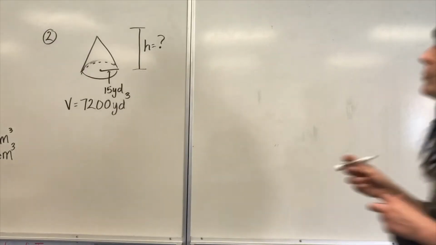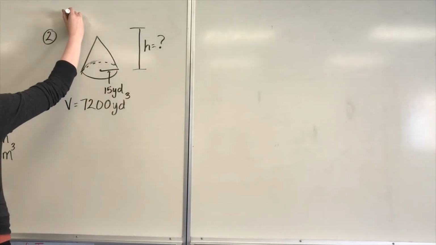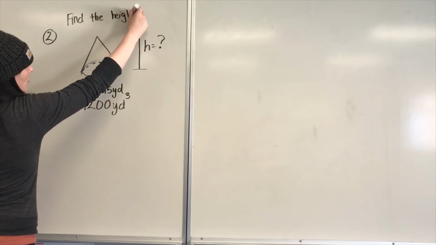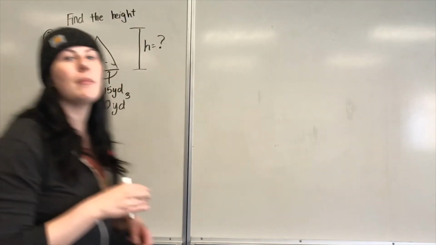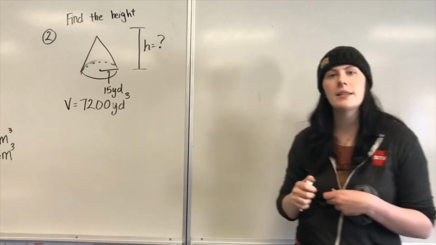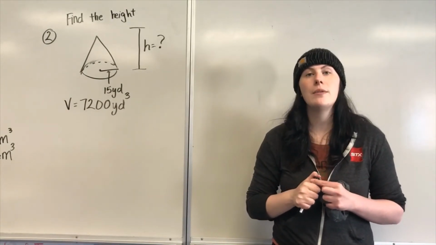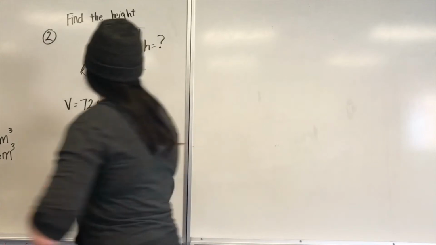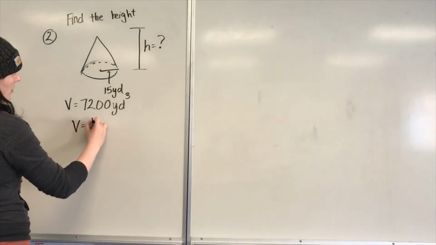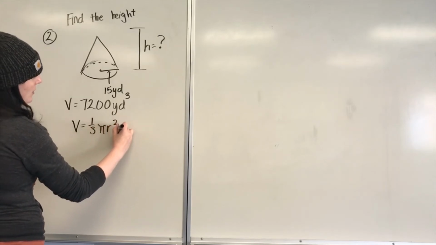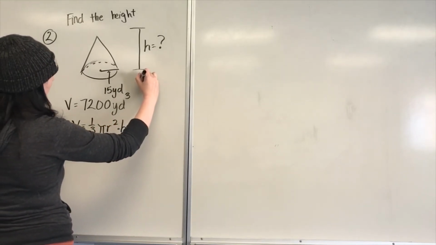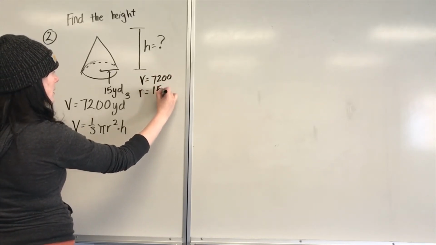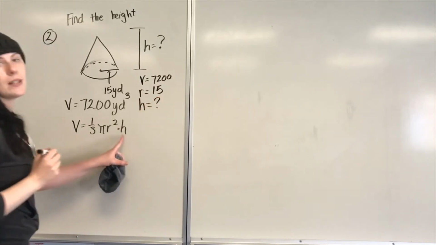For our second example, we are going to be finding the height and we are actually going to be given the volume. So this is the same as what we were doing before with our second example for cylinders, except now we're trying to find the height of a cone given the volume. So our equation, the volume equals 1/3 pi r squared times the height. We've been given the volume, 7,200. We've been given our radius, which is 15, and we don't know what the height is.